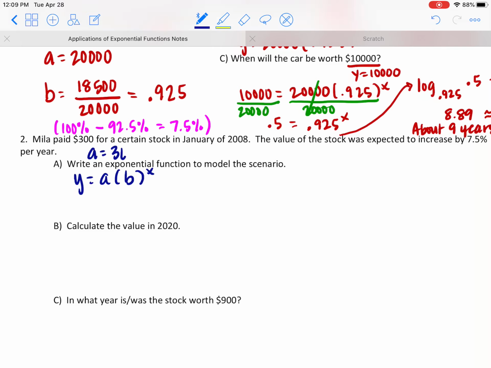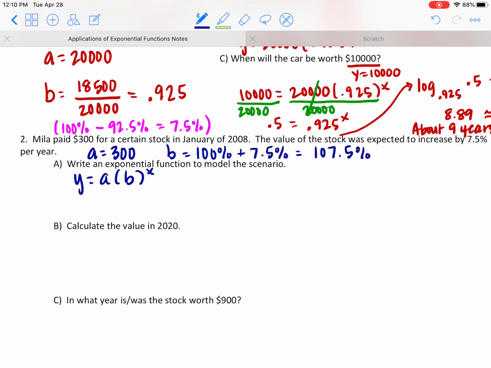So Mila paid $300 for a certain stock in January of 2008, and the value of the stock was expected to increase by 7.5% per year. So we're trying to write an exponential function to model that situation. So again, a times b to the x power. Well, a is no big deal. A, the starting value of the stock, 300. But b, we have to think a little bit.